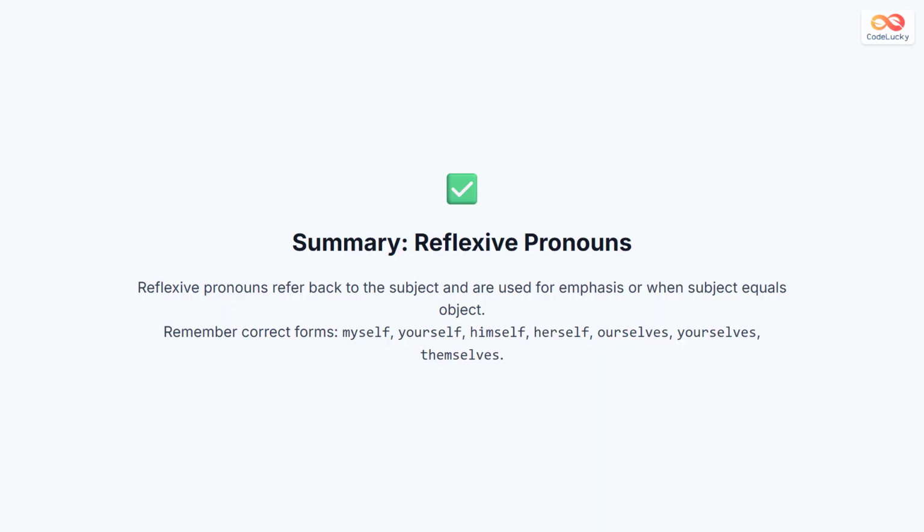Reflexive pronouns refer back to the subject and are used for emphasis or when the subject and object are the same. Correct reflexive pronouns include myself, yourself, himself, herself, ourselves, yourselves, and themselves. Use them carefully to speak and write English correctly.